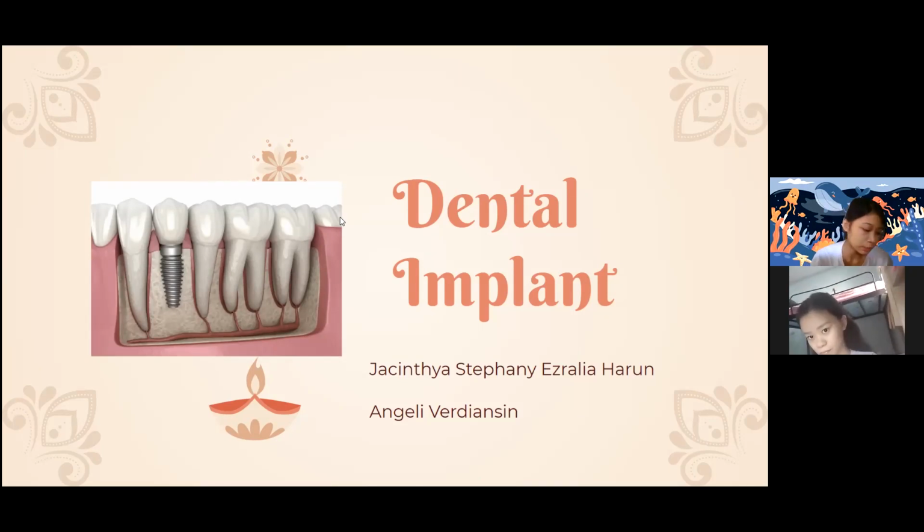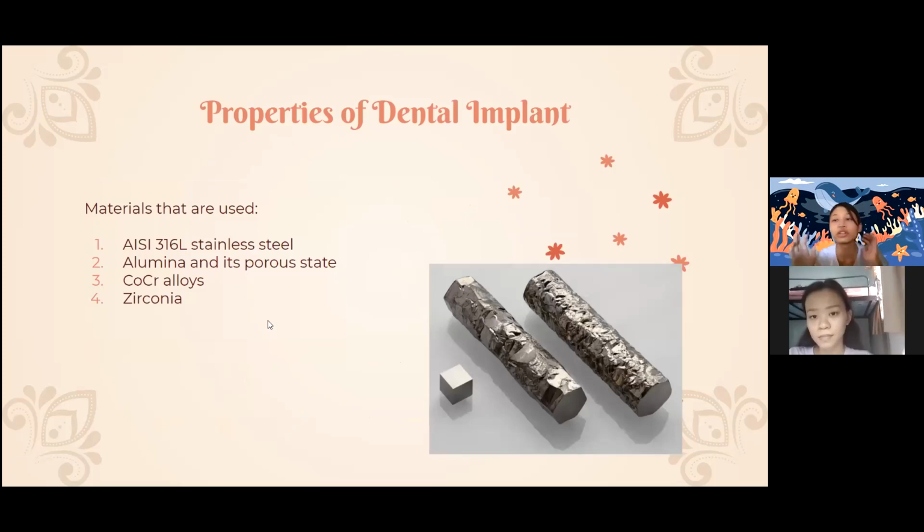We will start now. Good afternoon, everyone. Today we will be discussing the dental implant, which is planted in our mouth. The materials usually used for dental implants are stainless steel, alumina, CoCr alloys, and also zirconia. This is the form of zirconia that we will discuss further.